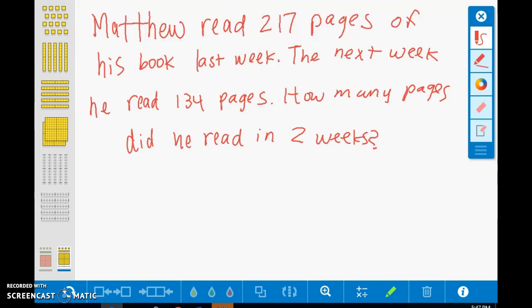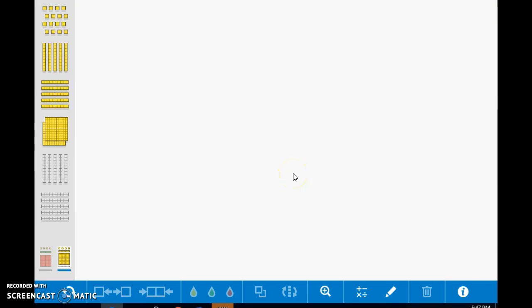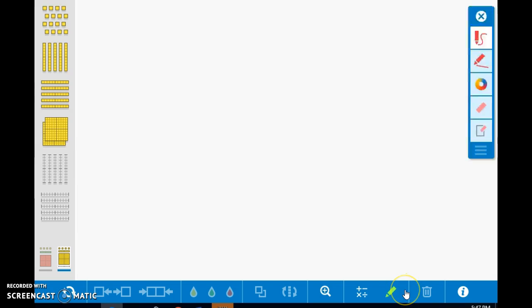So in order to solve this problem, we're going to do a few steps. We're going to do concrete, pictorial, and abstract. We always want to start with our concrete portion of the problem. This is going to help us figure out the answer to the question a lot easier, and you'll be able to see exactly how we got to the answer.